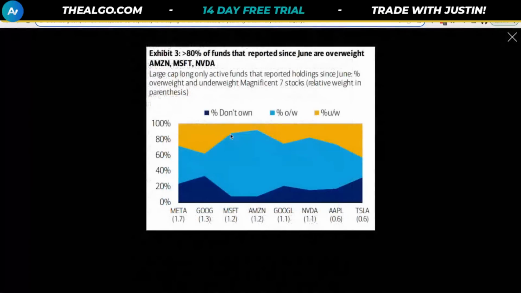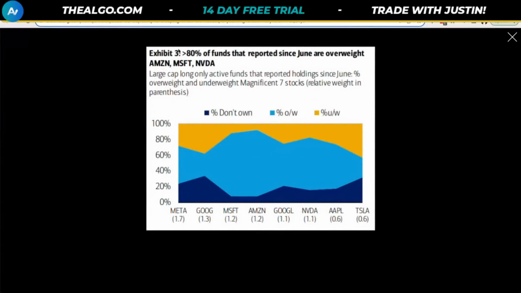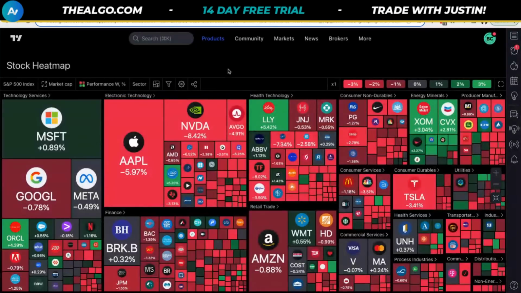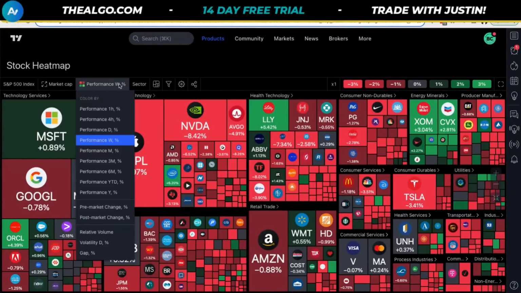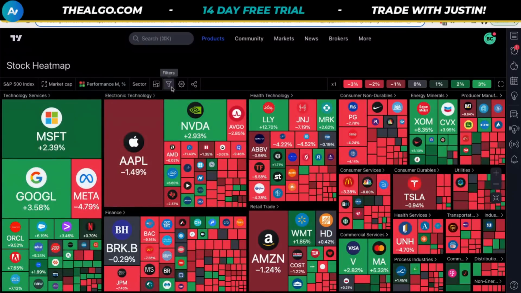And here's the final problem. The final problem is that more than 80% of funds that reported since June are overweight Amazon, Microsoft, and NVIDIA, which means there is a very top-heavy weighting to these stocks. Have a look here and just look, right? Apple, NVIDIA, this is the last 1 week. If we look out to the last 1 month, it doesn't look all that bad. We want to be extremely mindful of this.